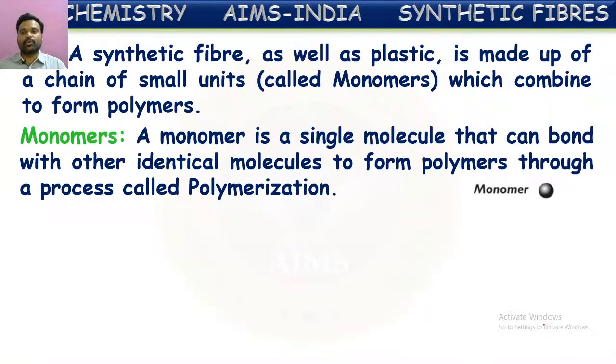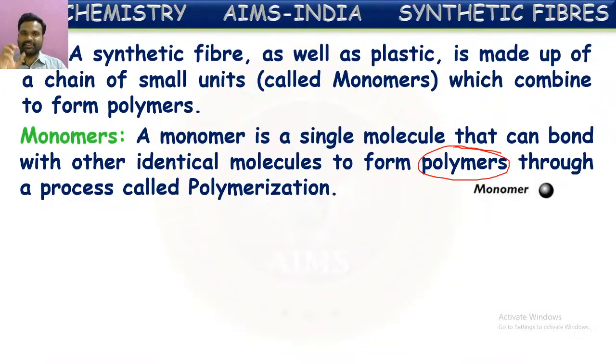So we can represent a monomer like this. Suppose it is a monomer. So these monomers are single molecules of chemical substances. They combine one to other to form long chain molecules, which are called polymers. So polymers are formed from the monomers. This formation of polymers from monomers is called polymerization.